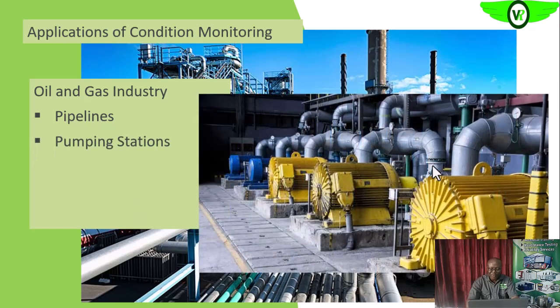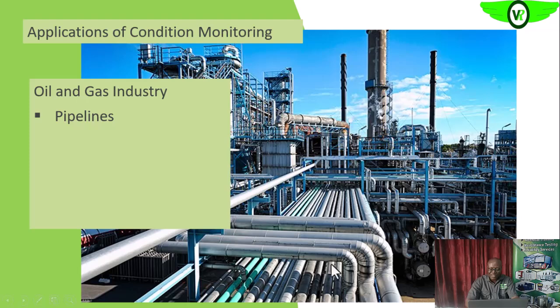Then pumping stations, on the pump, the electric motor, and what have you. There is static equipment like these heat exchangers, as you can see here. So we can use parameters like inlet and outlet temperatures to know the condition of the heat exchangers. Are we getting it? Then we can use pressure too, inlet and discharge pressure, to also give us an idea as to what is happening within.